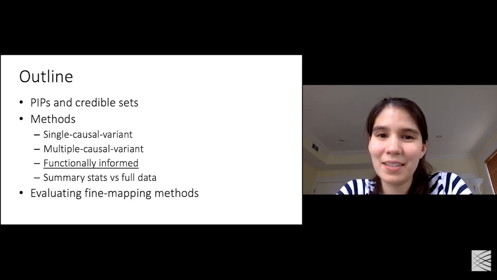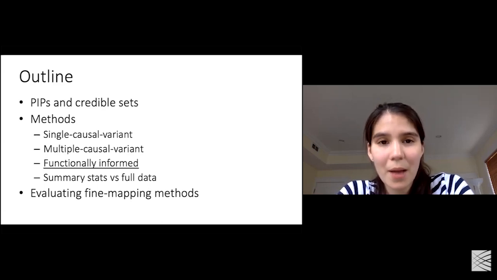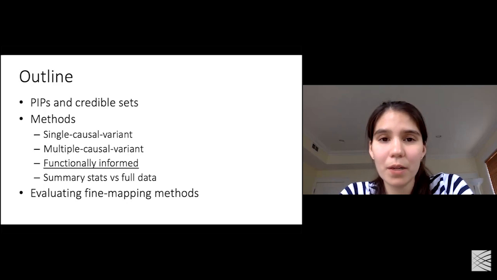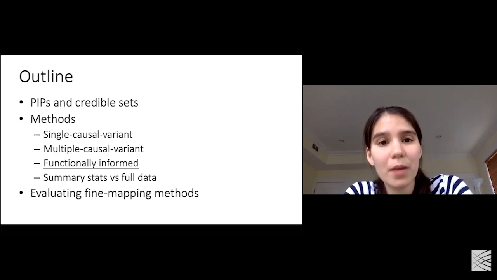So Caviar, Suzy, and DAPG each use different models. Is there a way to judge a priori which method best suits a user's data? That's something I'll get into towards the end, evaluating fine mapping methods. In my opinion, one of the things this field really needs more of is benchmarking in realistic settings. I'll talk a little about that at the end, but you can also base it a bit on intuition, based on the assumptions that the methods make.